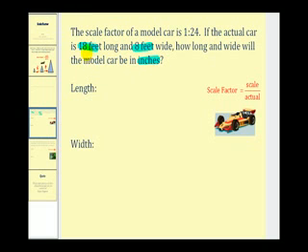Let's first determine the scaled length for 18 feet. So we can use this scale factor and this length of 18 feet to create a proportion. The first ratio will be 1 to 24 must equal the ratio of the scaled length, we'll call L, to the actual length of 18 feet. And again, remember this is in feet, so our length will also be in feet. Let's go ahead and perform our cross products.